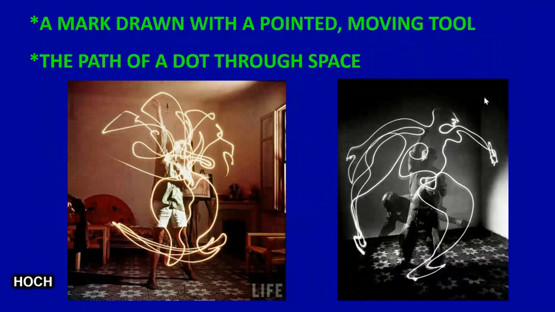All right, the definition of a line is a mark drawn with a pointed moving tool. And by the way, it is also the path of a dot through space. This is supposed to say Picasso down there. What Picasso has done in these photographs is he's holding a light, and he's waving the light around in a way to draw a picture. With the camera's aperture opened up for an extended period of time, he waves the light around and it draws the picture. On the left, he's drawn a vase of flowers, and on the right, he's drawn a woman.